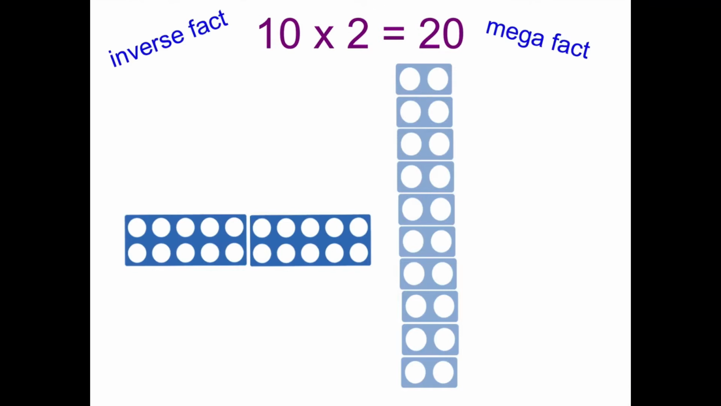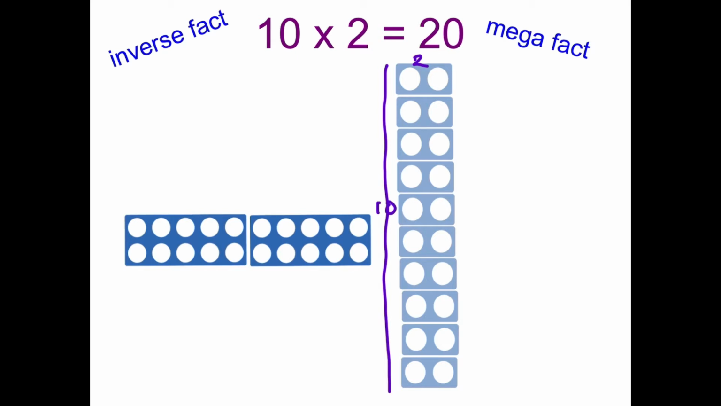Good morning, Year 2. Our fact of the day for today is 10 times 2 equals 20. So I've got a picture here of 10 twos, and actually that is an array because you've got 10 twos. There's 2 along the top and then there's 10 down the side. So 10 times 2 is 20.